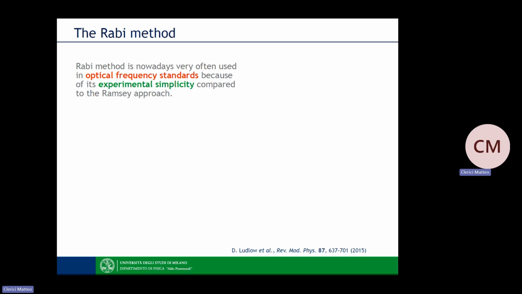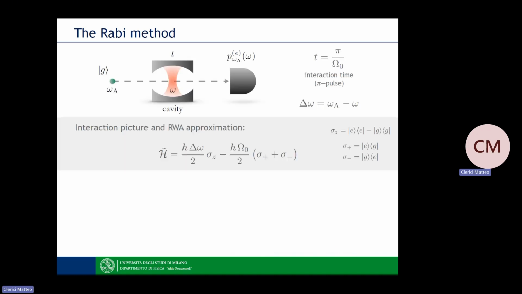This kind of method is quite simple because it involves just one single cavity. Probably most of you or all of you know that these methods correspond to sending a two-level atom through a cavity. You set the interaction time to a pi pulse, meaning you are sending the state of the atom from ground to excited and vice versa.